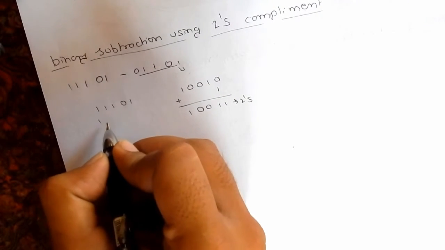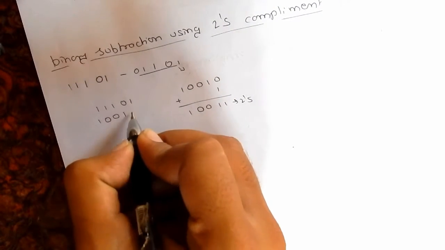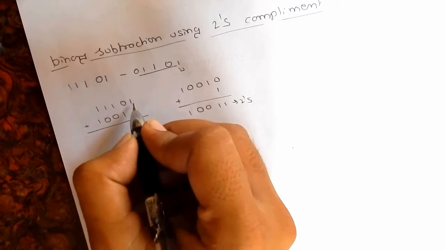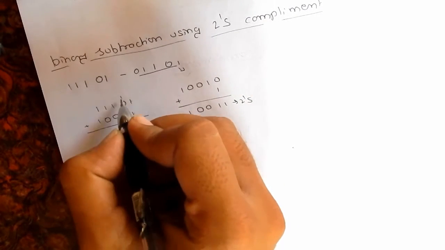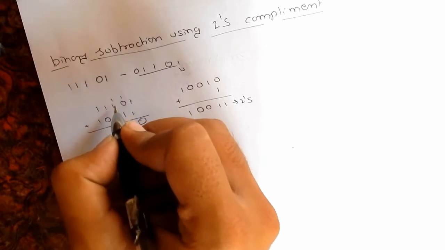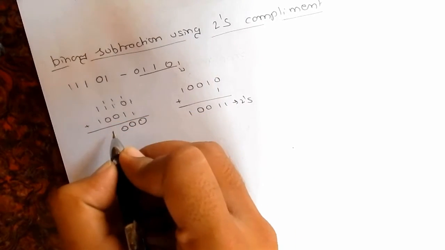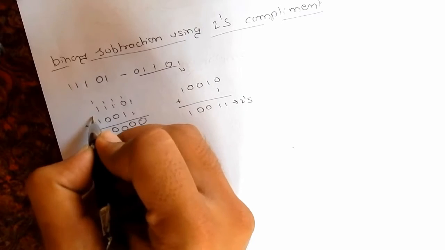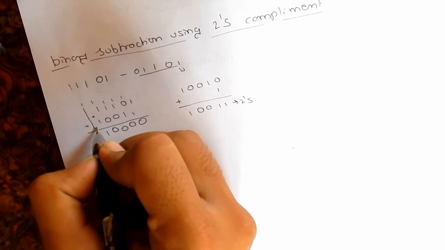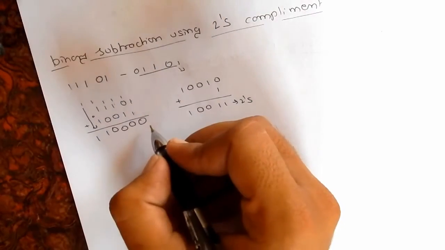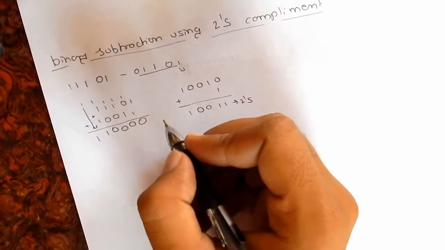So write here 2s complement and then add both of them. So binary addition: 1 and 1 will be 0, 1 carry; 1 and 1, 0, 1 carried; 1 and 1, 0, 1 carried; 1 and 1, 0, 1 carried; and 0 and 1 will be 1, and the 1 is carried. So this was the result of the addition.